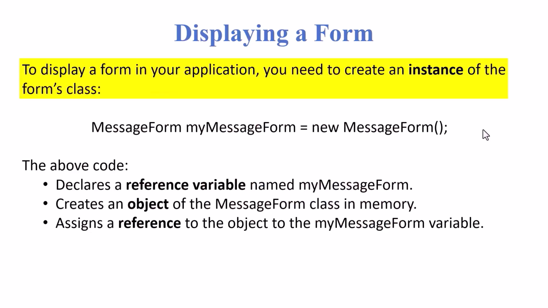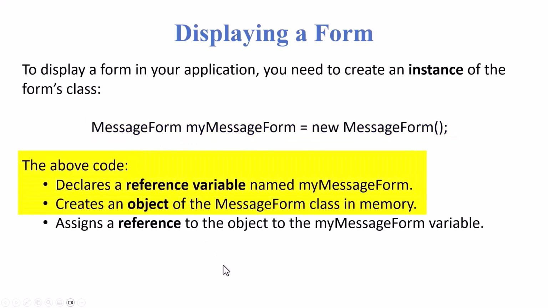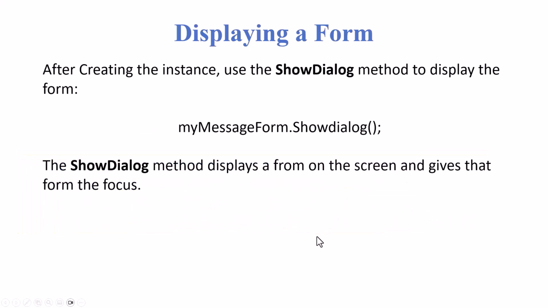To display a form in your application, you need to create an instance of the form's class. MessageForm myMessageForm = new MessageForm(); That's basically the code that will create the instance of the form that you're looking for. The above code declares the reference variable named myMessageForm. It creates an object of the MessageForm class in memory and assigns a reference to the object to the myMessageForm variable. After creating an instance, you can then use the ShowDialog method to display the form.